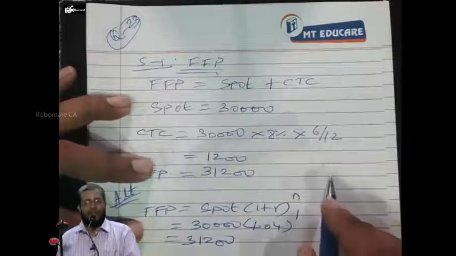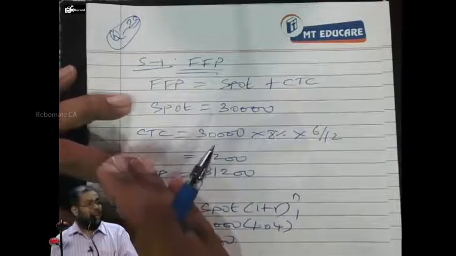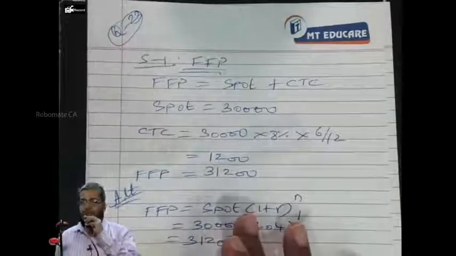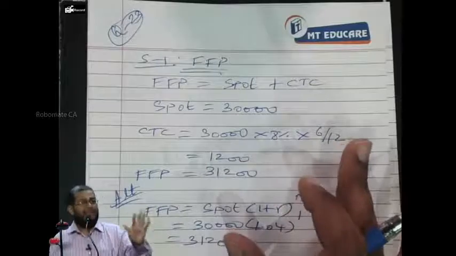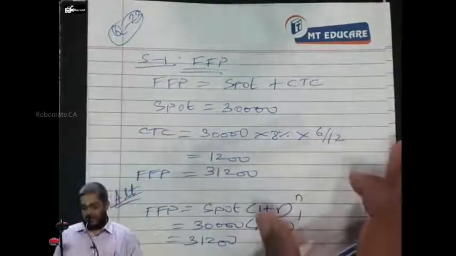I want to do continuous compounding. Do it. They are not an issue. 30,000 into e power rT, and in that, the number will be more than what? 31,200, because the compounding is done continuously. That's the only change. It's nothing but spot price plus the cost to carry. Everybody, are you comfortable or not?